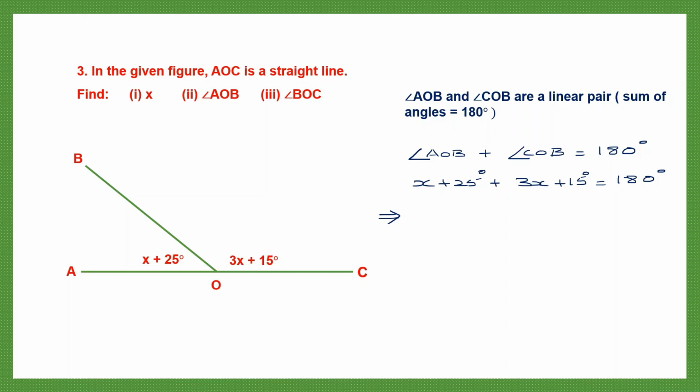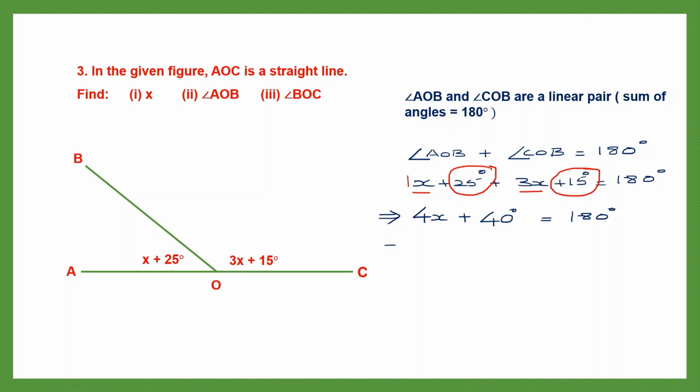So here I have x, that is 1x, and here I have 3x. So 1x plus 3x will make it 4x. 4x plus, now here I have 25 degrees and here I have 15 degrees. So 25 plus 15 is 40. 4x plus 40 degrees is equal to 180 degrees.